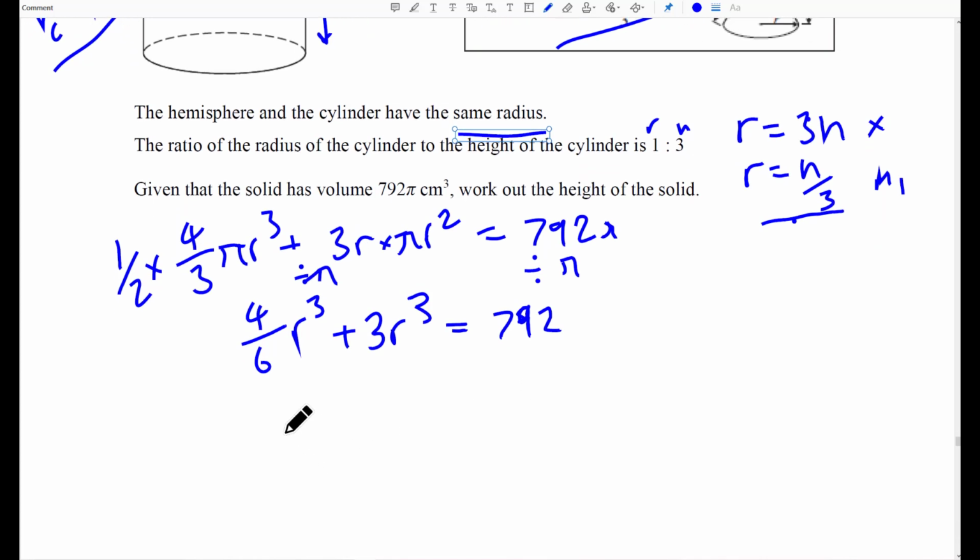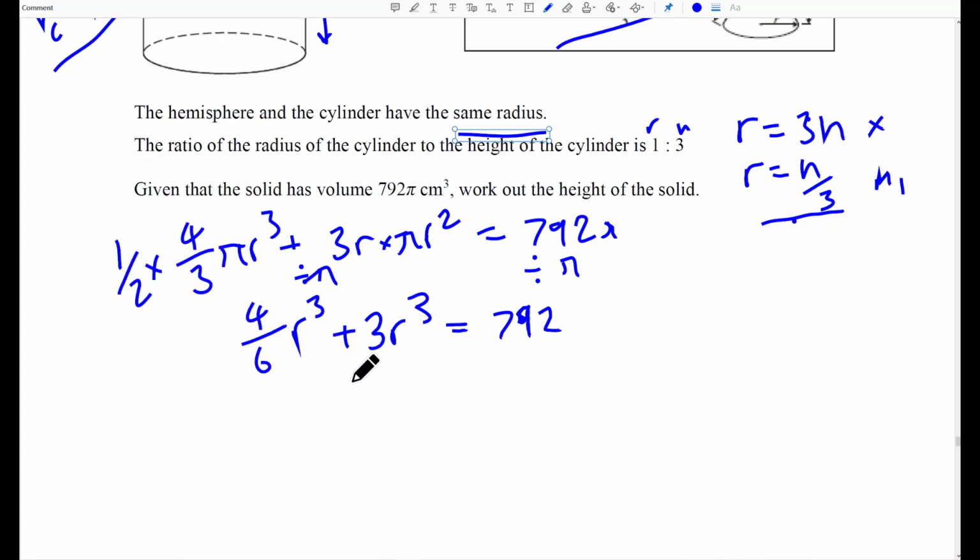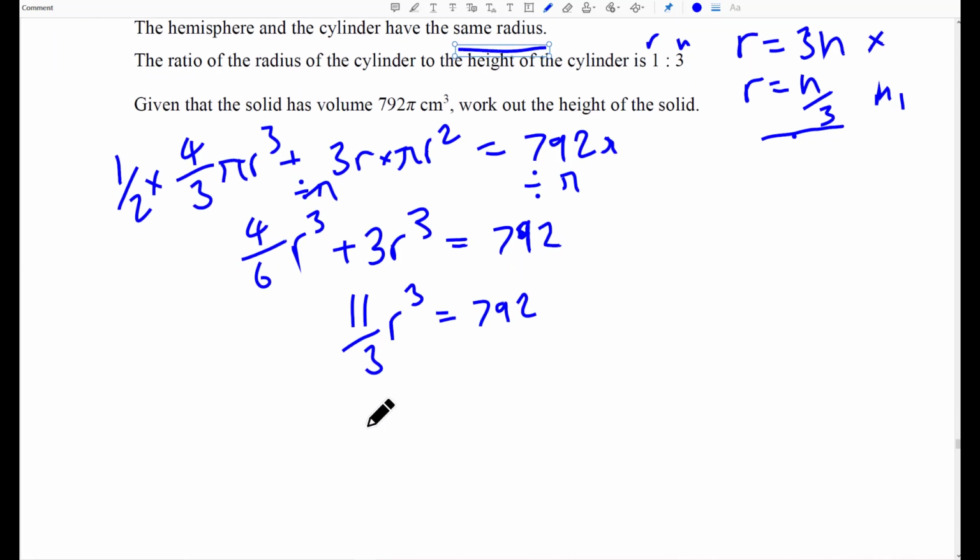What's 4 over 6 add 3? You can do this without a calculator. But 4 over 6 is a third, right? Add 3, that's going to be 11 over 3. I probably want to keep that as a fraction. r cubed, those are like terms, equals 792. So let's divide out by 11 over 3, because we want exact numbers.